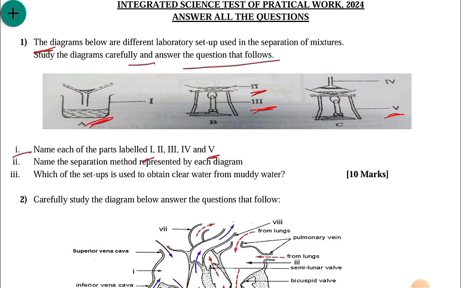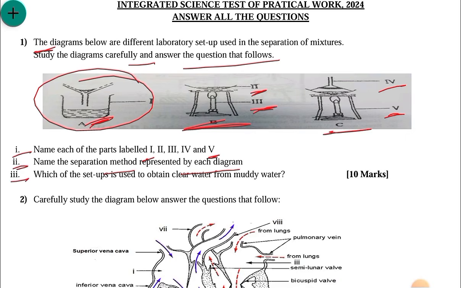Then, okay, let's go to IV. IV is a gauze. Then V here is a tripod stand. Then II says, name the separation method represented by each diagram. So for diagram 1, the separation method is filtration. So for the second one here, the separation method is evaporation. Then the C is sublimation.